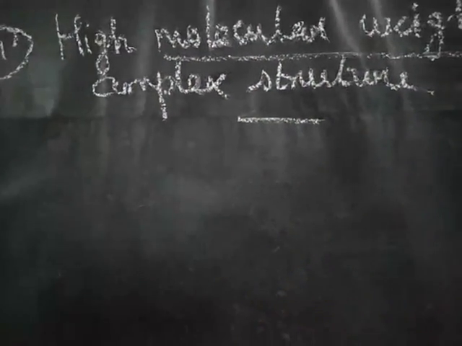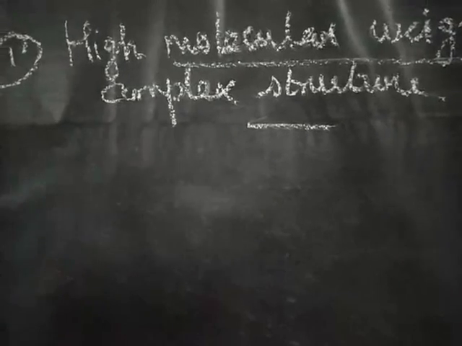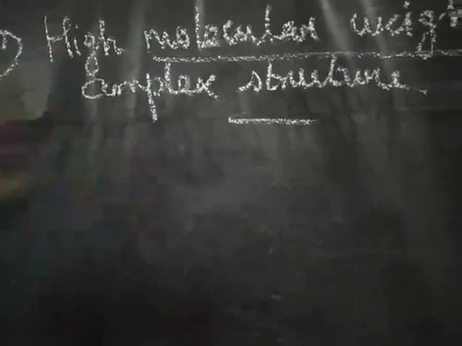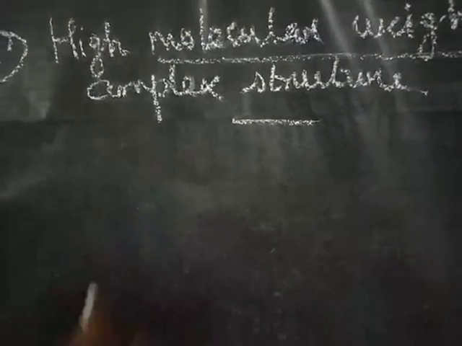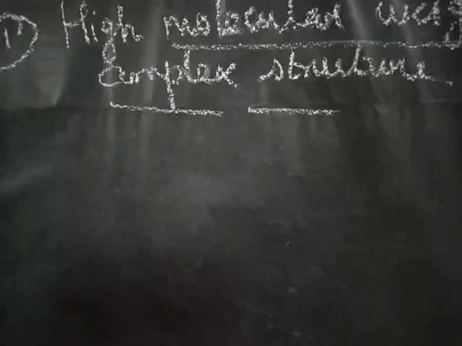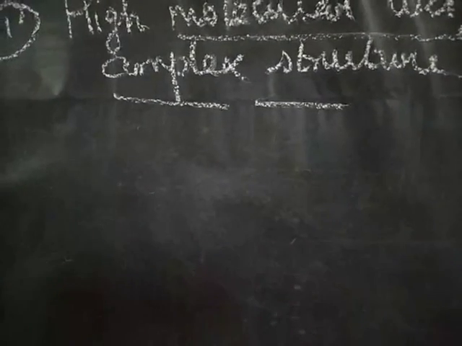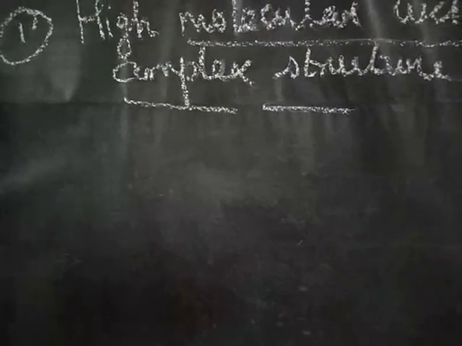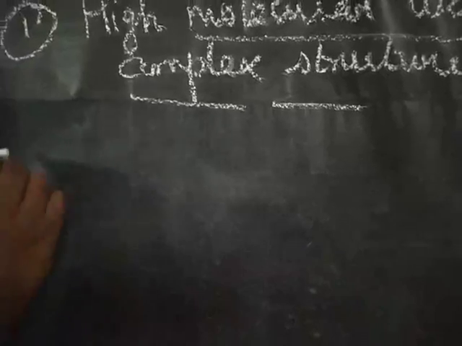What is meant by molecular weight? If you want to find the molecular weight of any compound, we have to add the mass numbers. In the same way, complex structure means carbon atoms combined with other carbon atoms and other types of atoms to form a difficult structure. That is called a complex structure. This is the first point.